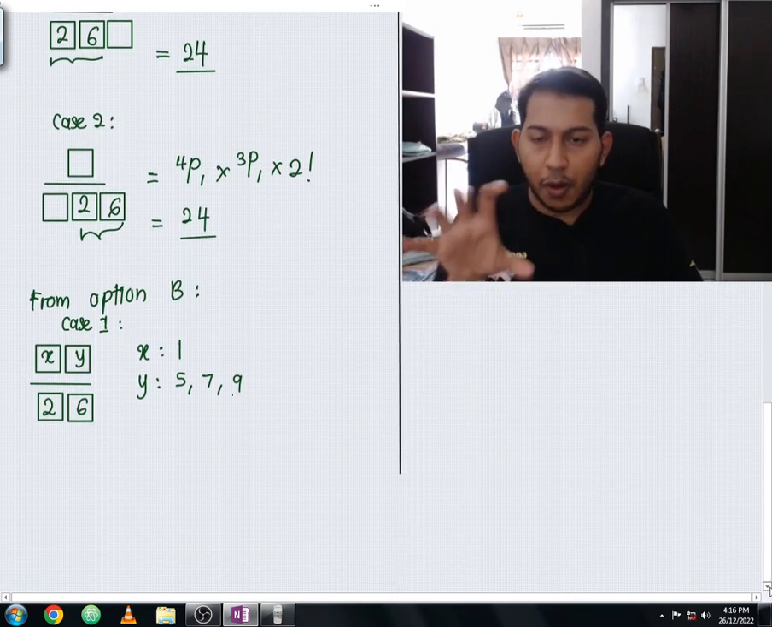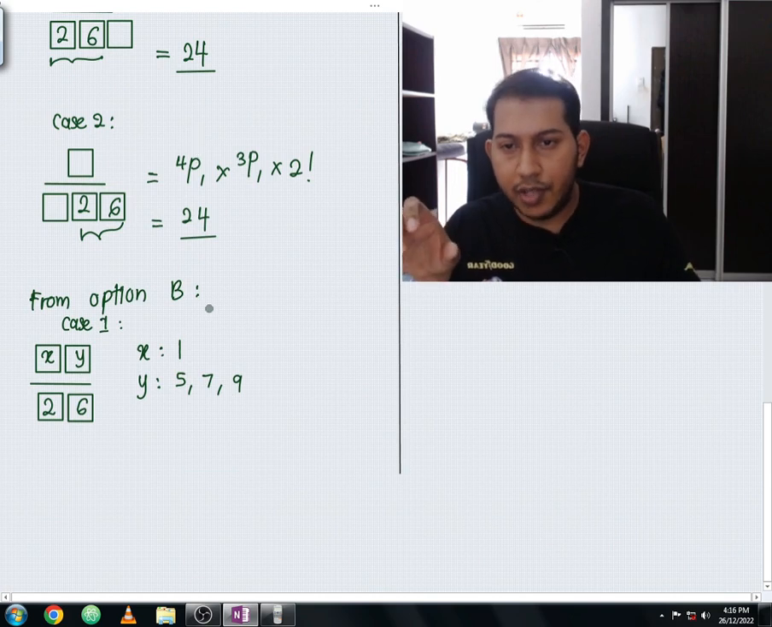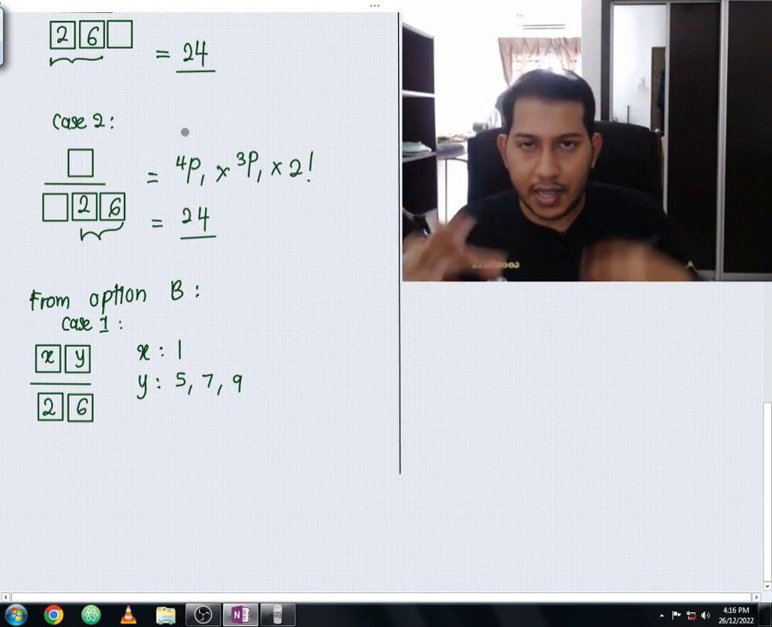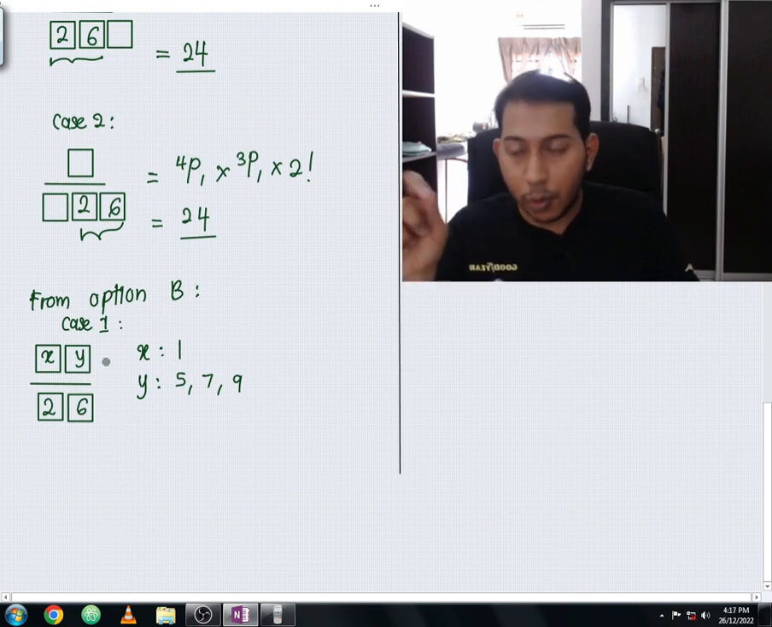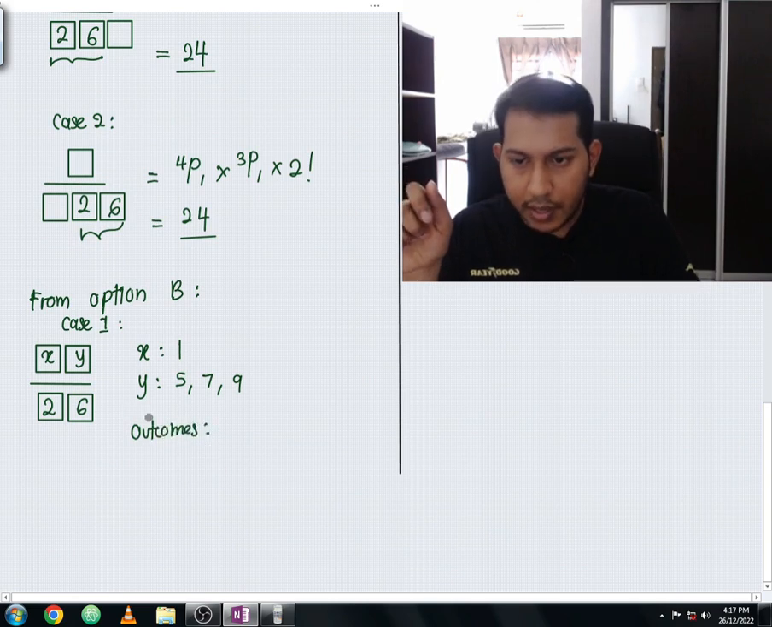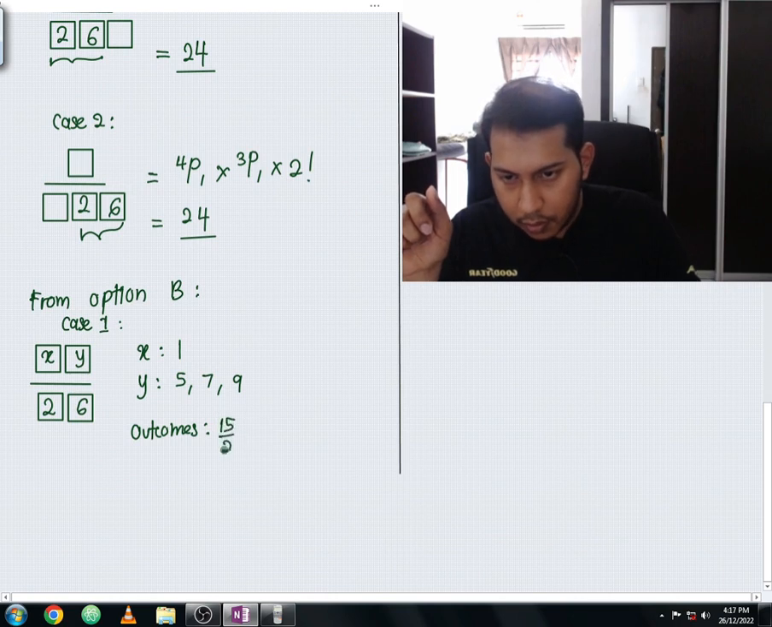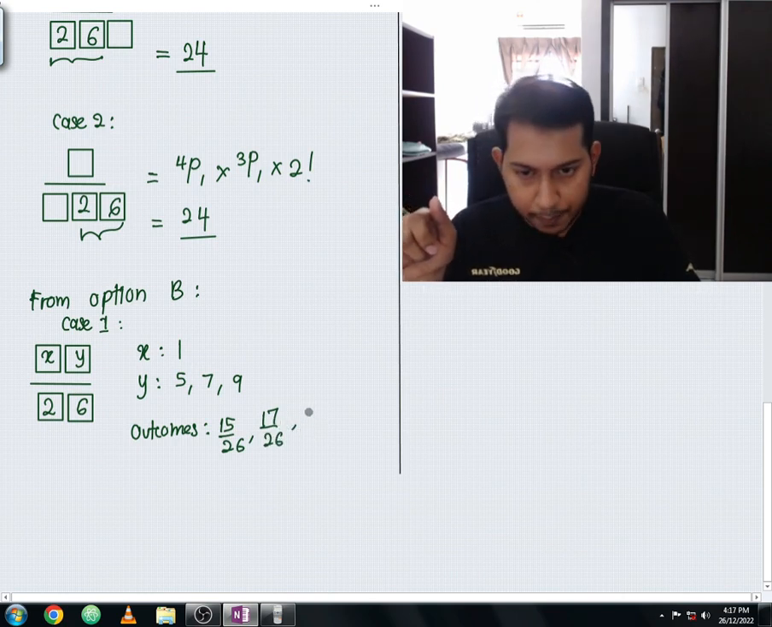For option B, I don't really recommend this type of calculation, guys, because it can be very tricky, so in this case I'm going to do it the manual, old school way. Let me write the possible outcomes. You can have 15 over 26, you can have 17 over 26, and you can also have 19 over 26.